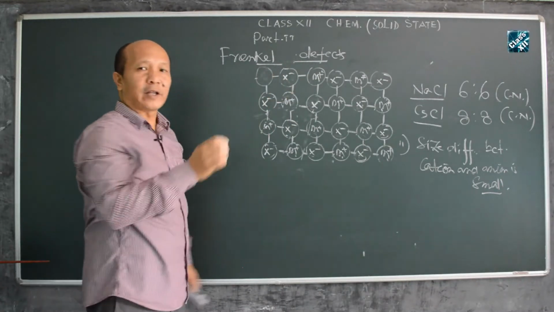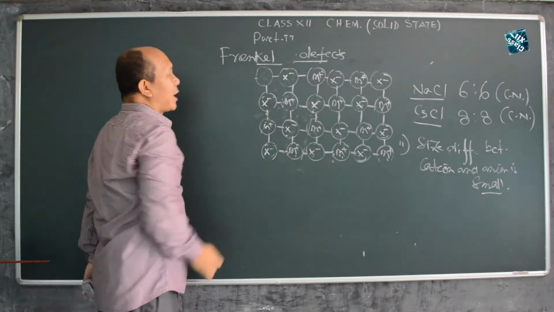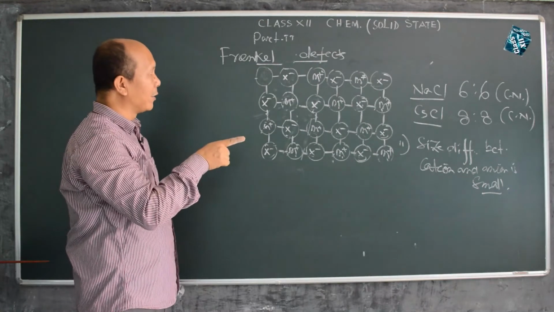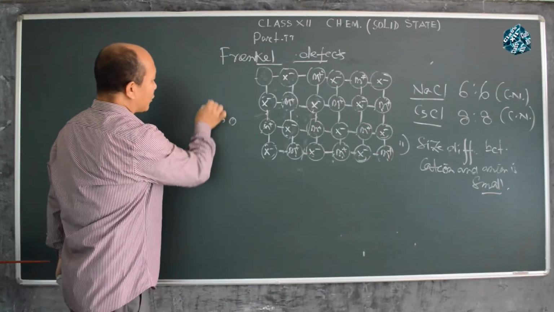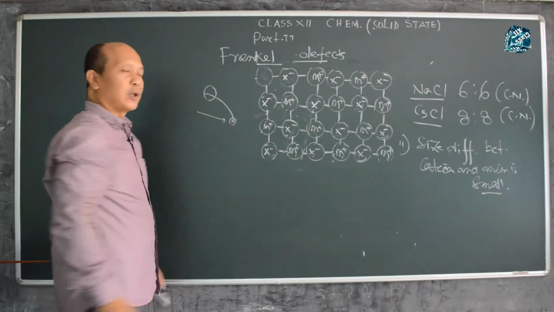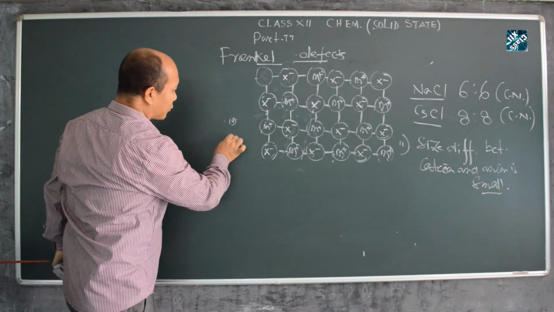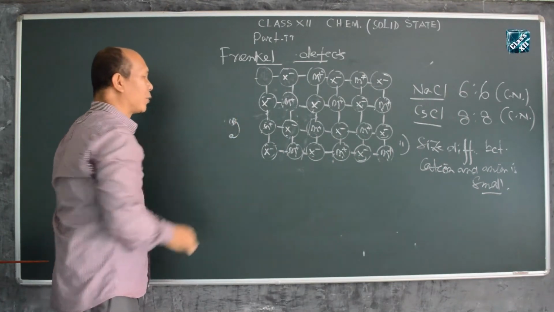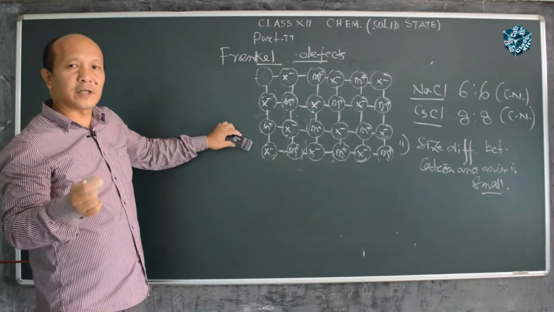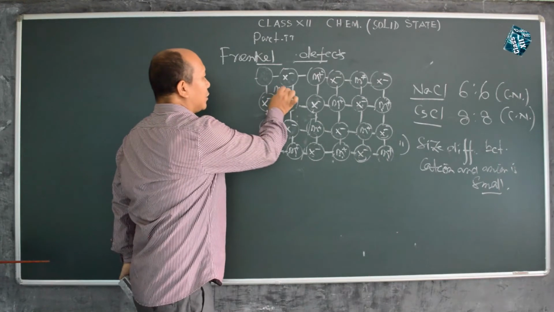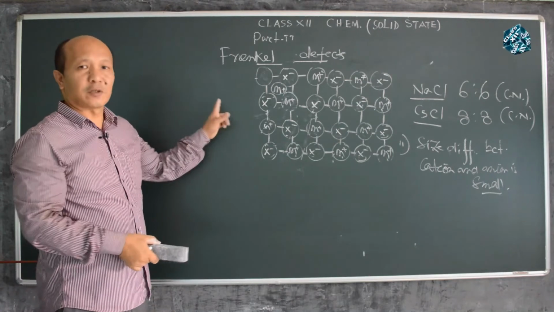Now consider the size of the voids. Compared to the anion, the size of the voids is small, and the size of the anion is large. The cation, being small, easily fits into the void. Normally the cation moves out of its site and occupies an interstitial site. That is the constant particle change.